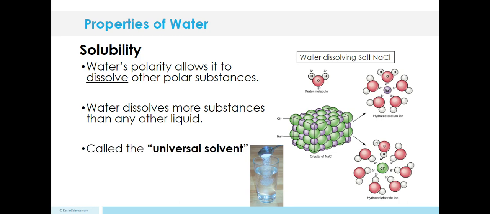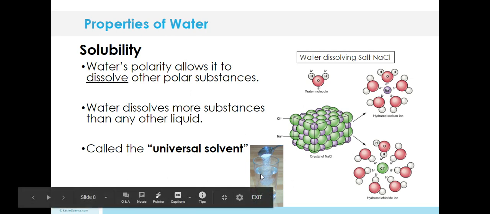When we discuss solubility, we're talking about water's ability to dissolve substances when you put them in water. Water is known as a universal solvent because it dissolves more liquids than any other liquid out there. It doesn't dissolve everything by any means, but it definitely dissolves more than any other liquid.